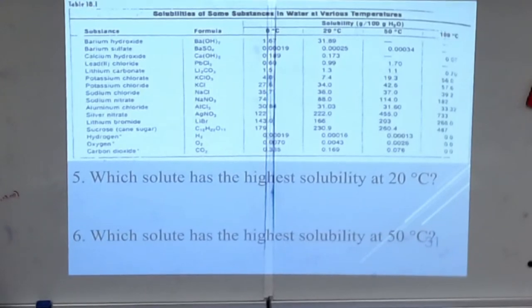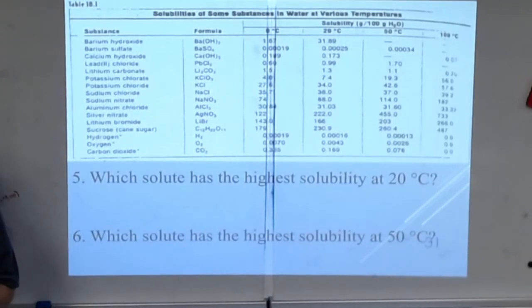Which solute has the highest solubility at 20 degrees Celsius? Did y'all get that? At 0 degrees Celsius, I can put 179 grams of sugar, right? Is that the highest one? Yeah, but we're talking about 20 degrees. Oh, 20 degrees, yeah. So at 20 degrees it's going to be what? It's also going to be sucrose, yeah. But it's 230.9 grams, right? That's a lot of sugar. And I can put that much sugar in, that's basically the temperature of this room, about 20 degrees. In 100 milliliters of water, I can put 231 grams of sugar and have all of it dissolve.